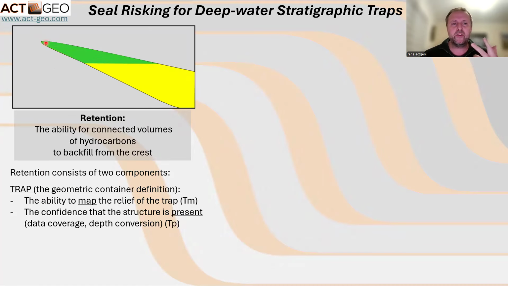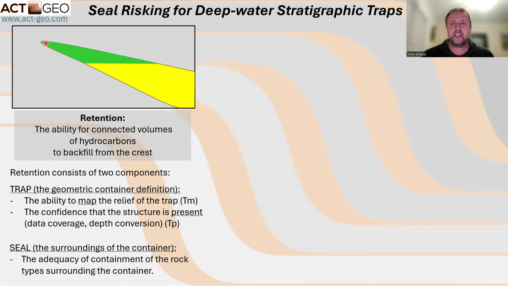And retention is made up of two components. One is called trap, and that's the geometry of the container. So it's your ability to make a map of that and your confidence that that structure is there upon depth conversion. Now, I would argue that trap is very rarely a risk when we're dealing with strat traps. They're not that hard to map, in all honesty. And in most cases, we have 3D seismic coverage with fairly benign depth conversion challenges. So trap is not really typically a problem with these stratigraphic trap types.